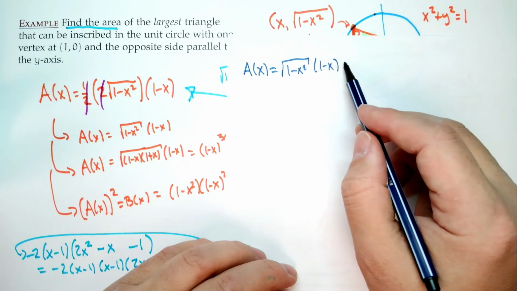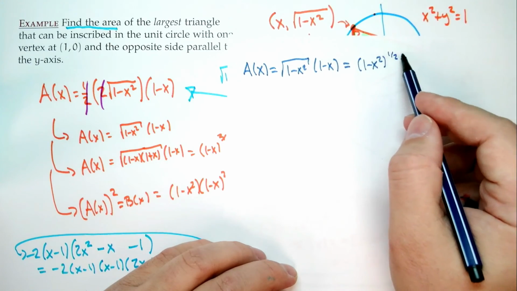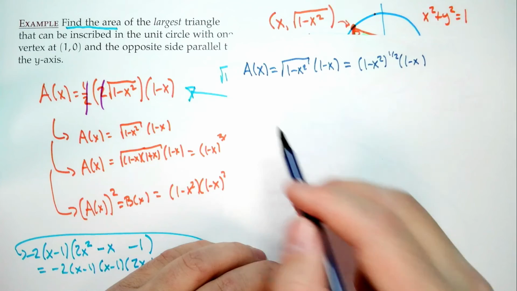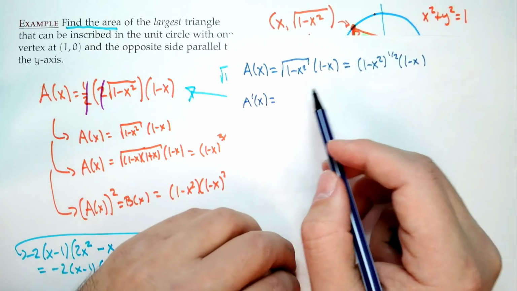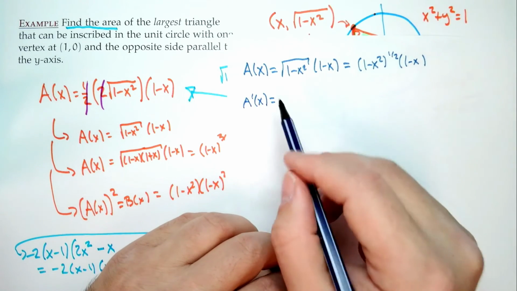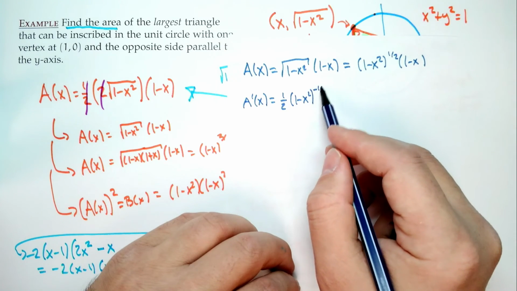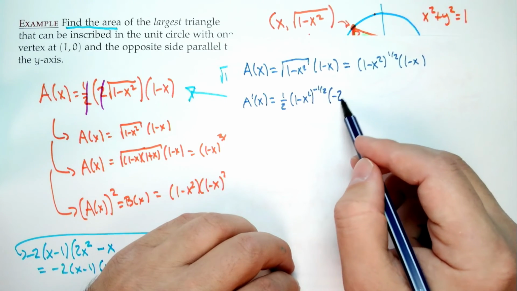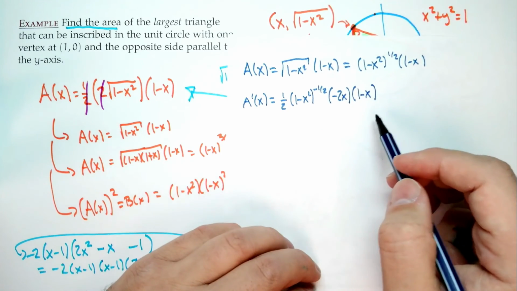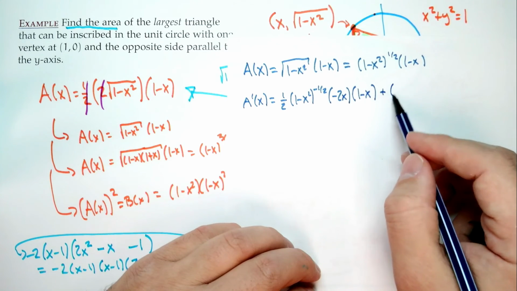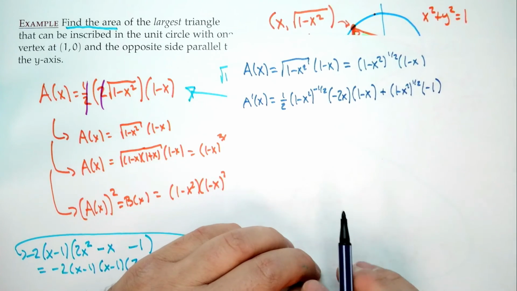Now, of course, we will do the very calculus thing of saying this is 1 minus x squared to the 1/2 times 1 minus x. Take our derivative. A prime of x is, now we do our product rule. Derivative of the first, 1/2, 1 minus x squared to the minus 1/2 times the derivative of the inside, which is minus 2x. Keep the second function the same, 1 minus x. Then we add to that 1 minus x squared to 1/2, which is the first function, times the derivative of the second function, which is negative 1.